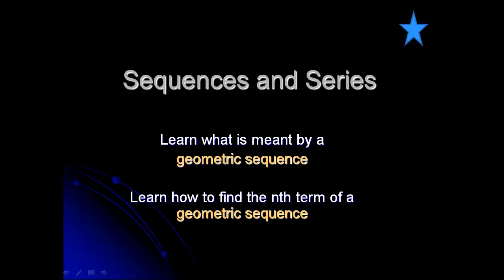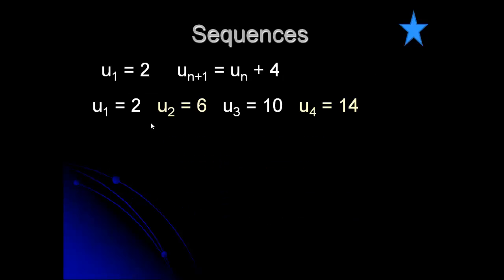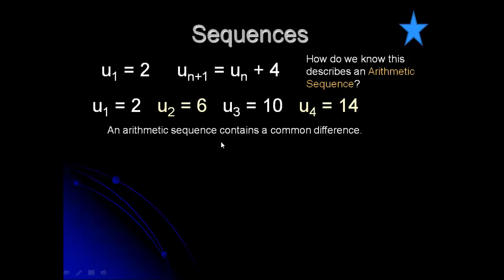This lesson revisits sequences and series. We're now going to look at the second main type of sequence and series in Core 2, geometric sequences and series. So looking at this sequence here, where we add 4 to get from any term to the next term, as we well know, this is an example of an arithmetic sequence containing a common difference to get from one term to the next.